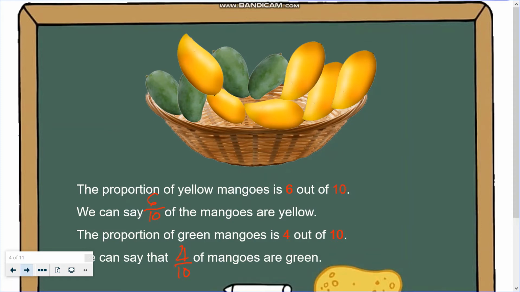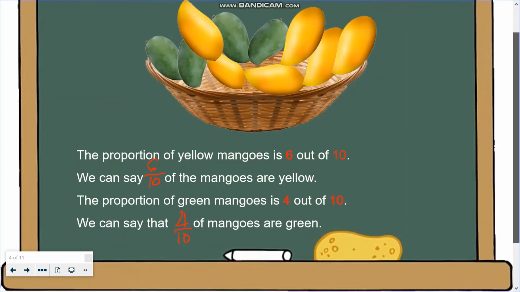So the proportion of yellow mangoes is 6 out of 10. We can say that 6/10 of the mangoes are yellow, while the proportion of green mangoes is 4 out of 10. So we can say that 4/10 of mangoes are green. So what did you notice? Proportion can also be written as a fraction. 6 out of 10 can be written as 6/10, while 4 out of 10 can be written as 4/10.